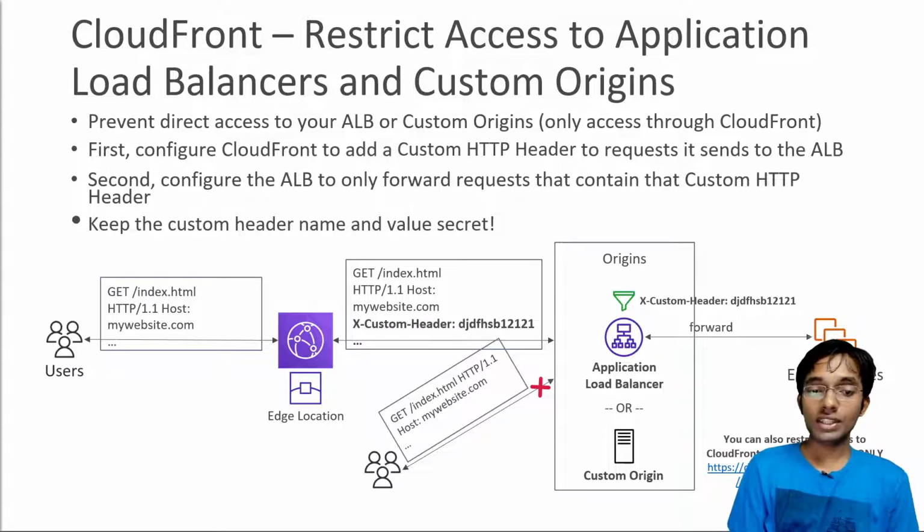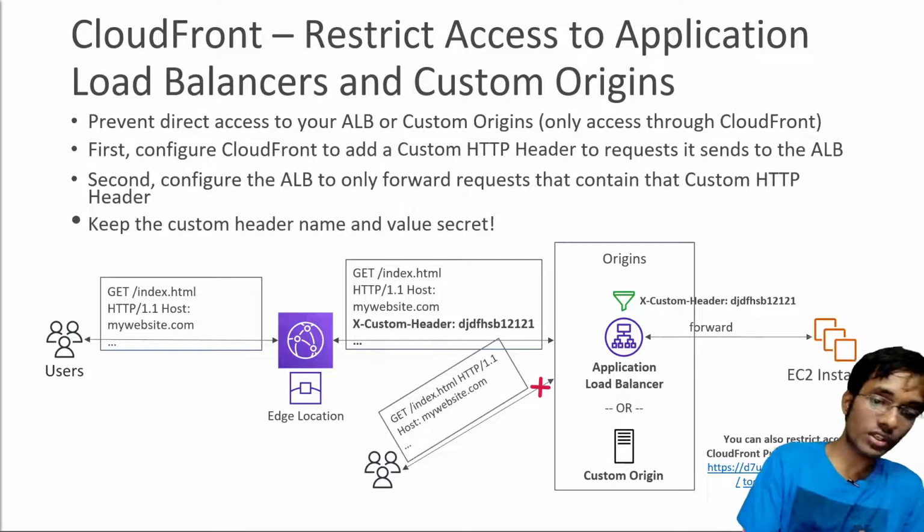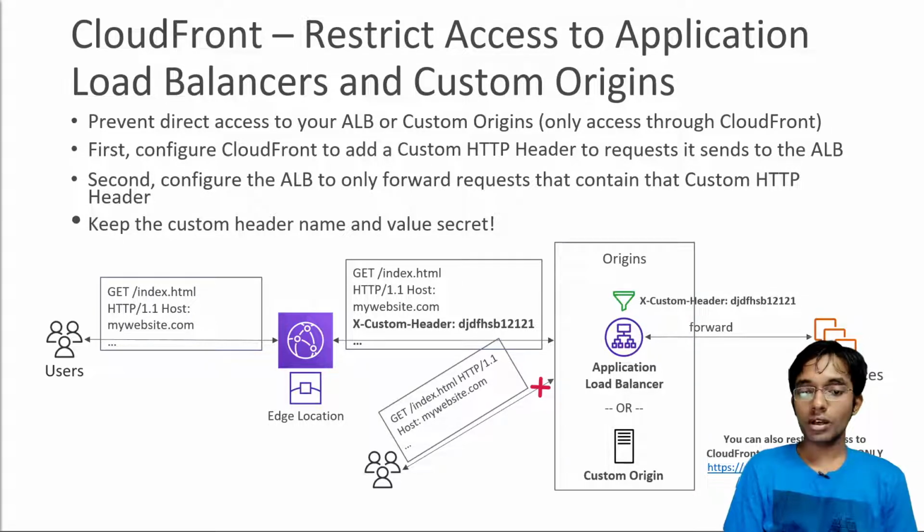Now the origin can be configured either at the ALB level or maybe your application level to only accept requests that contain that specific custom HTTP header. Otherwise, it refuses the request. So in the ALB you can set up a filter saying, hey, if that request has this header, then please forward it to your downstream EC2 instances. Otherwise, just refuse the request.